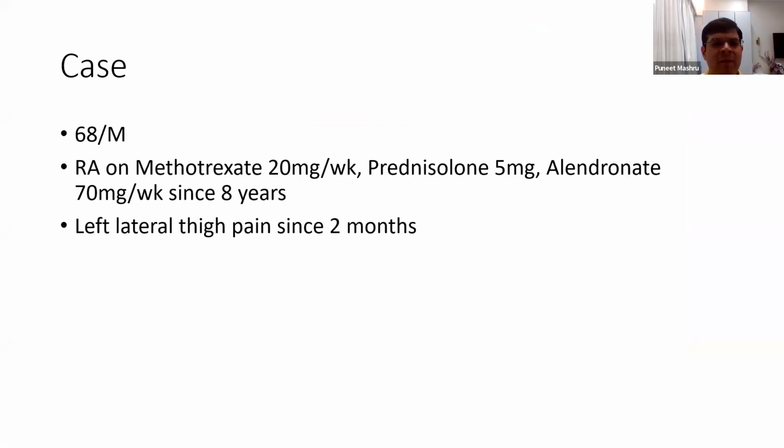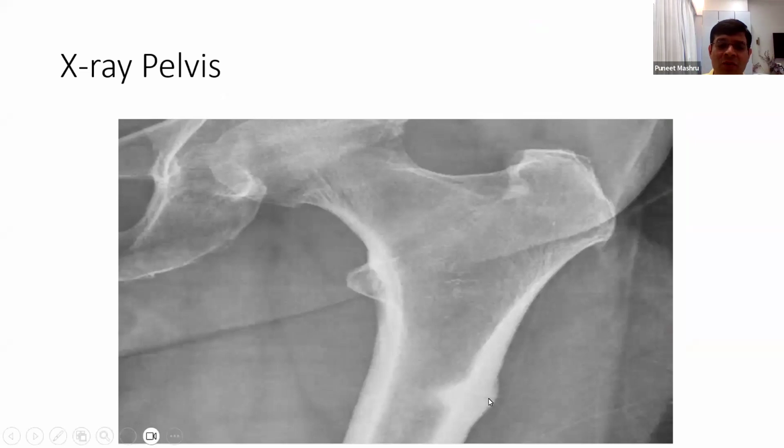Coming to the next case, 68-year-old male, rheumatoid arthritis on methotrexate, long-term prednisolone. He's on alendronate since 8 years. He had come for an opinion because he was feeling that his pains are not getting better, especially the left lateral thigh pain, which he had since 2 months. We got an X-ray done, which showed a fracture on the lateral part. So this is an atypical fracture, subtrochanteric atypical fracture due to bisphosphonates. And you can see there's a beaking here.